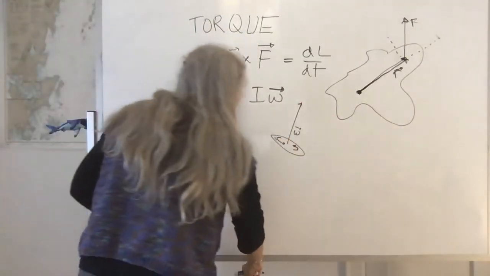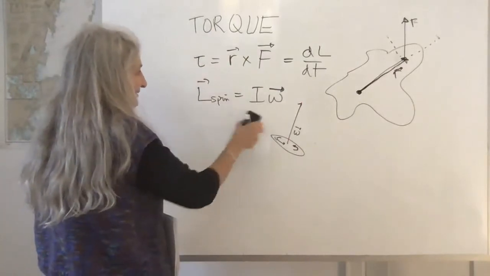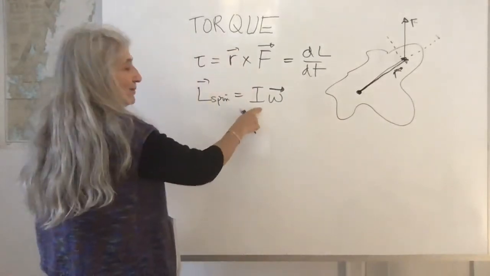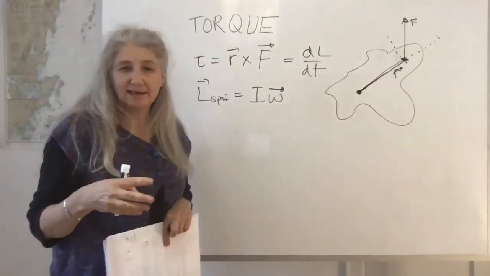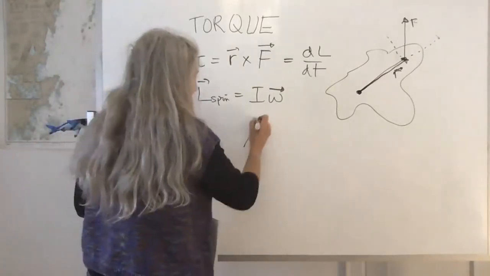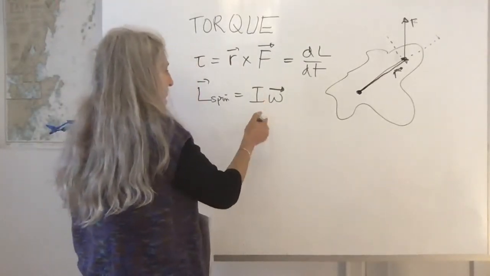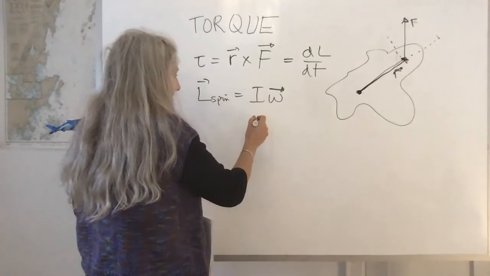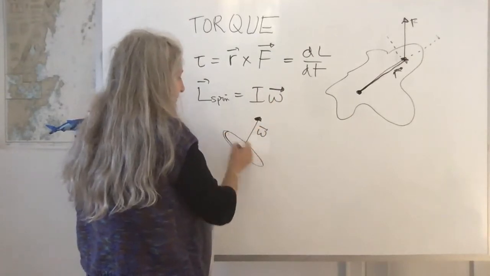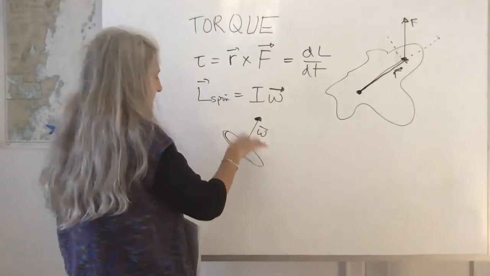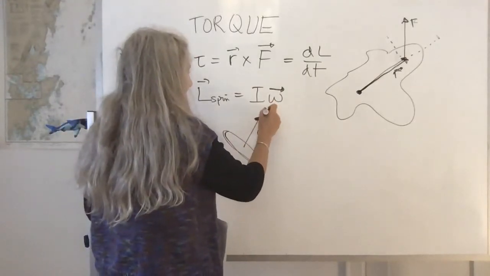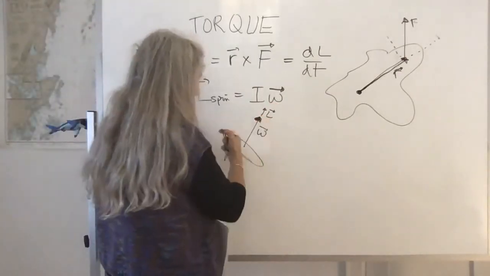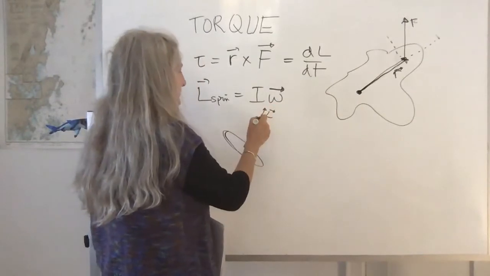So what does it mean to take the time derivative of this now to get the torque? Supposing I is not going to change, then I have this vector omega. If this is omega, and assuming we've got some symmetry here, like a spinning disk or a sphere, then the angular momentum is in the same direction. That's not always true, but let's give this object enough symmetry so that this is true.